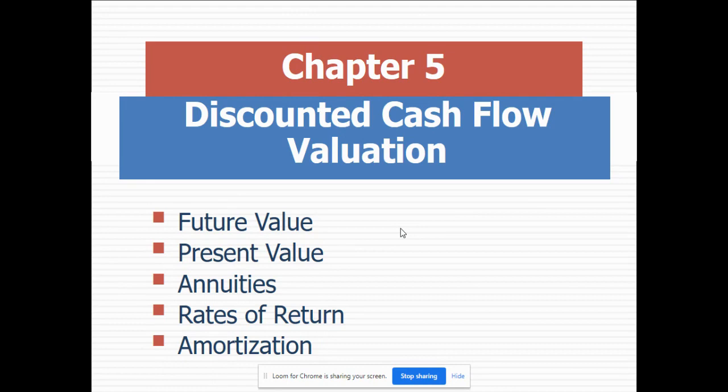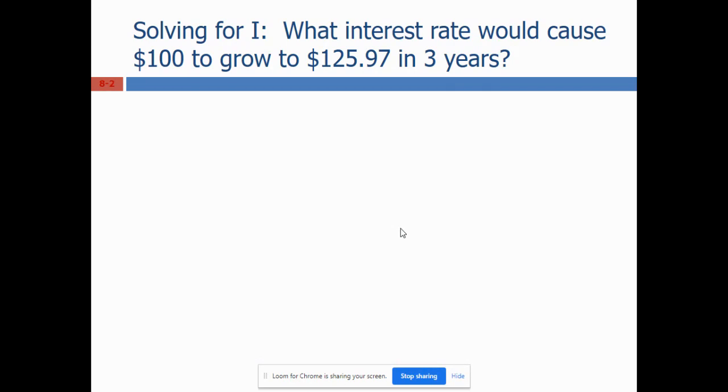Here we'll be learning about future value, present value, annuities, rates of return, and amortization, where we're going to see more practical examples of how time value of money really affects things. All right, let's start. We're going to start the chapter by doing some examples, because I want to see how far you have understood the previous chapter.